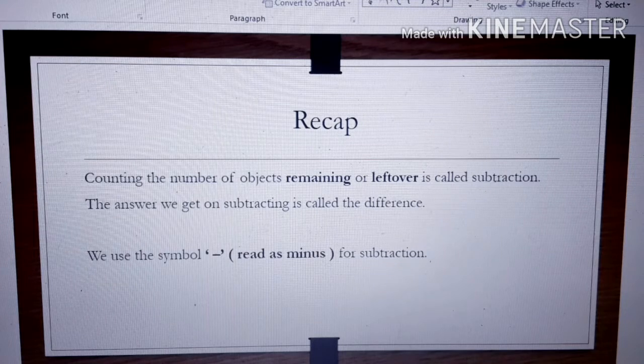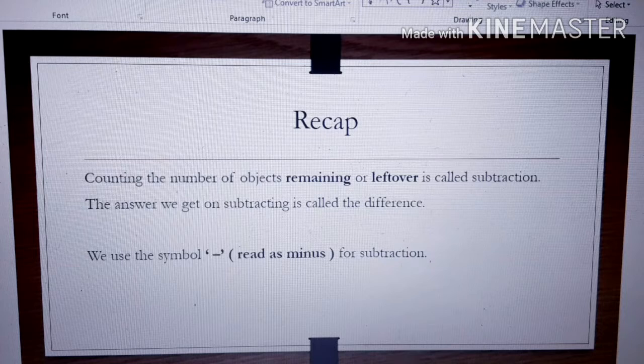We do subtraction, right? That means, suppose if you have total 5 apples and you ate 2 of the apples, then how many apples remain with you? How will you find it? You will do subtraction. That is 5 minus 2. That is total number of apples minus the number of apples you ate.